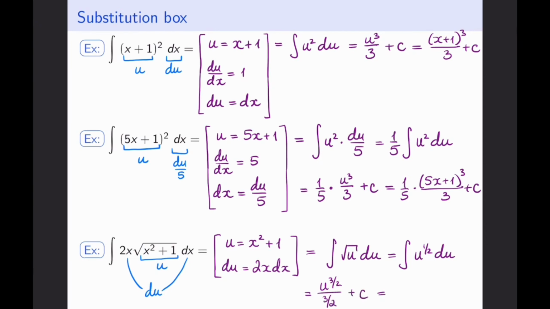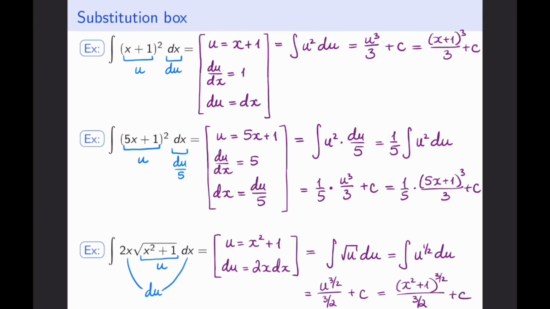And then once again, I would like to bring it back to my original variable, which was x, and I go back through the substitution box, noting that u was equal to x squared plus 1. So I have (x squared plus 1) to the power 3/2 over 3/2 plus a constant.